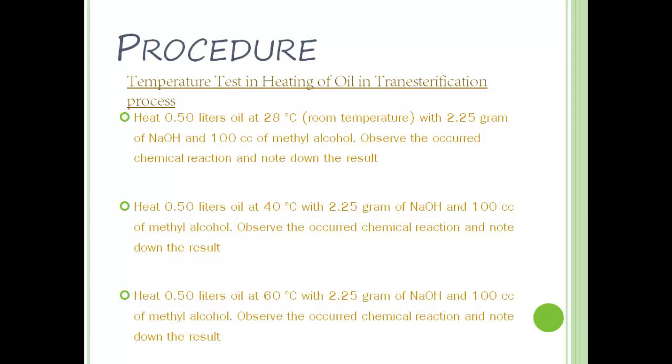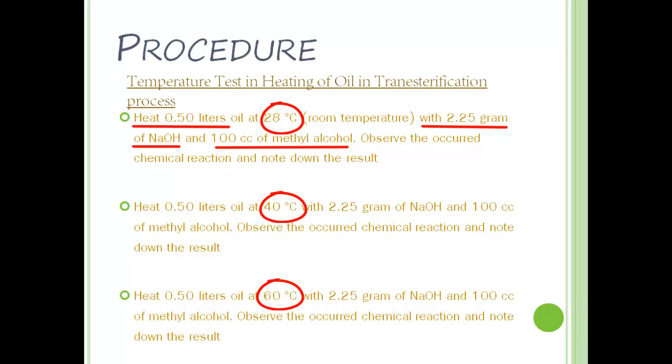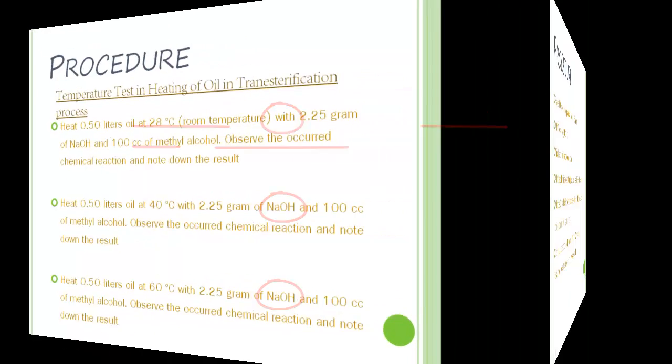Procedure for the first experiment is that we have to heat 0.5 liters of used oil with 2.25 grams of sodium hydroxide and 100 cc of methyl alcohol in different ranges of temperature, which are 28 Celsius or room temperature, 40 Celsius and 60 Celsius. Then observe the occurred chemical reaction and note down the result.